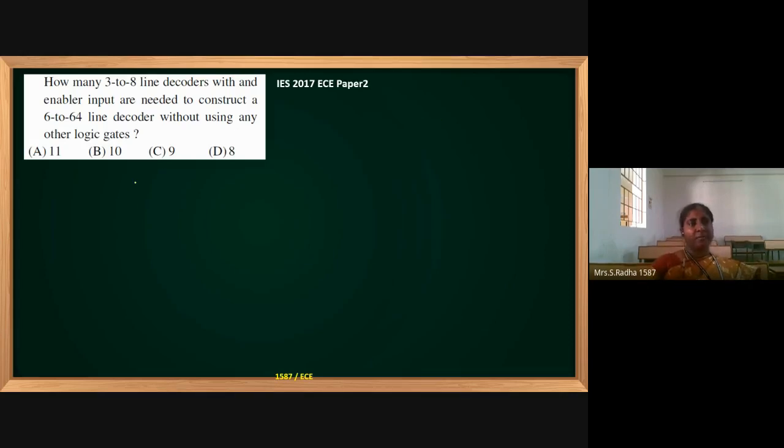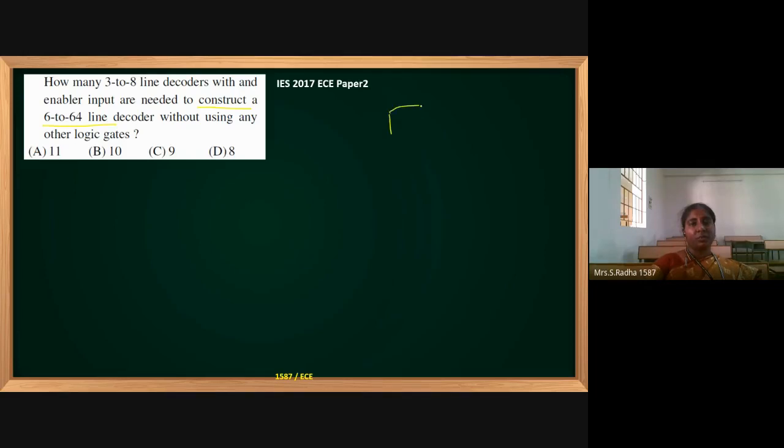Particularly the formula, or we will go with construction. This is our final decoder. 6 by 64 is our intention.